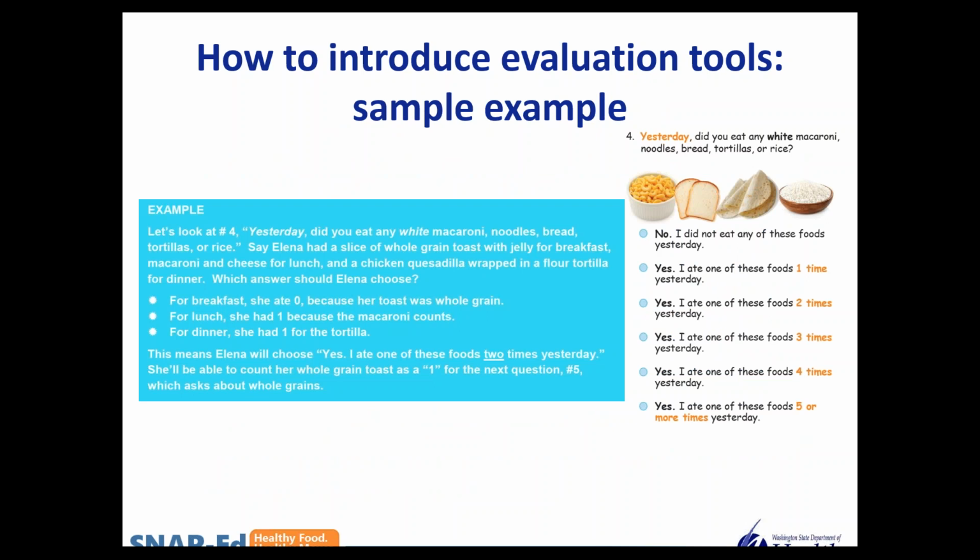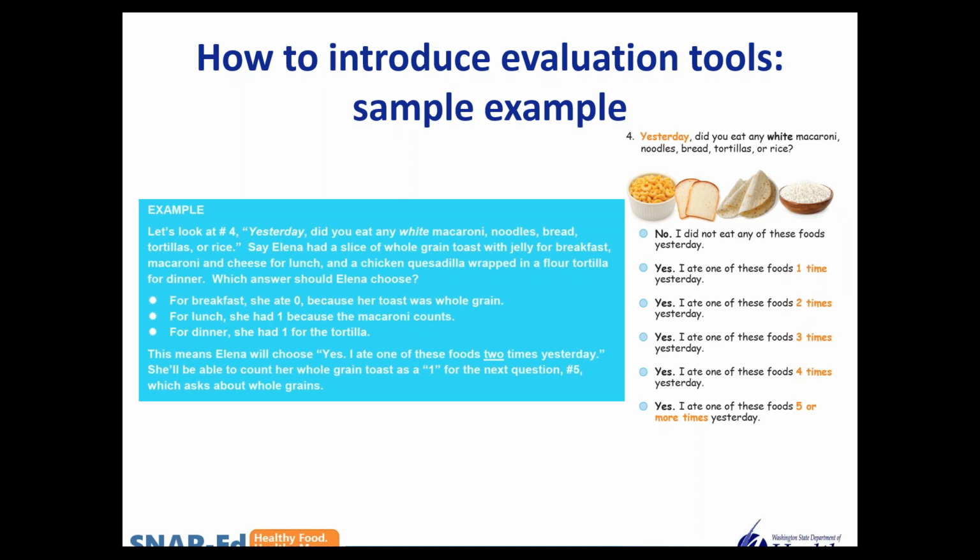So here's an example from the 4th through 8th grade survey, the Kids Activity and Nutrition Questionnaire, or the CAN-Q. This example is a question from Elena, and it is in reference to this question number 4 on the right. Did you eat any white macaroni, noodles, bread, tortillas, rice? So it's a question about refined white grains. So Elena said that she had whole grain toast with jelly, macaroni and cheese, and a chicken quesadilla and a flour tortilla. So when she's answering how many times she ate white refined grains, what would she answer?